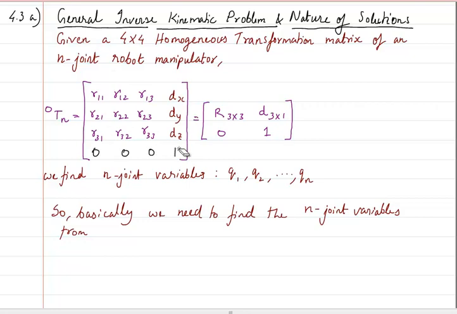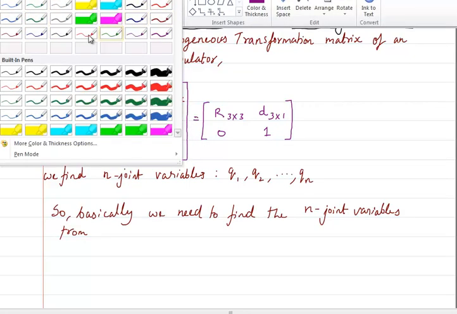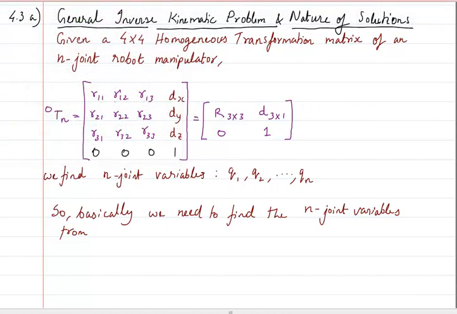How many remaining elements are there? The remaining elements, if you count them, will be the 3 by 3 rotation matrix which has 9 elements, plus 3, so we are having 12 elements. These 12 elements will give us 12 equations.